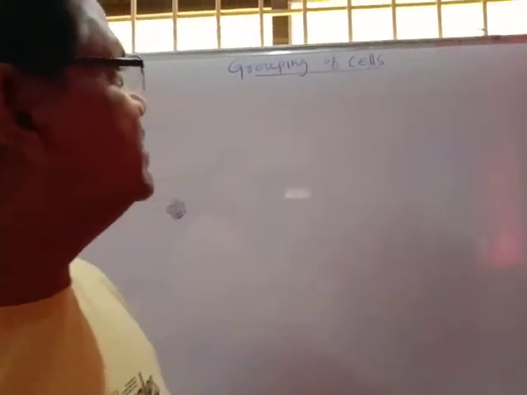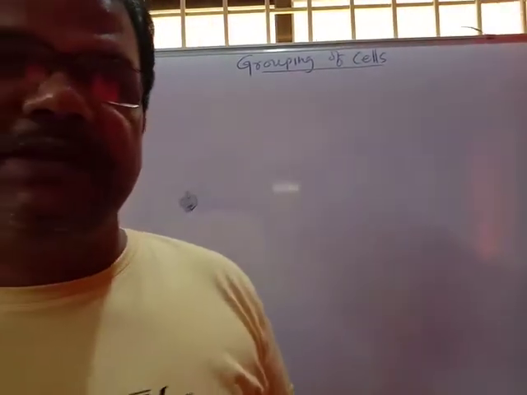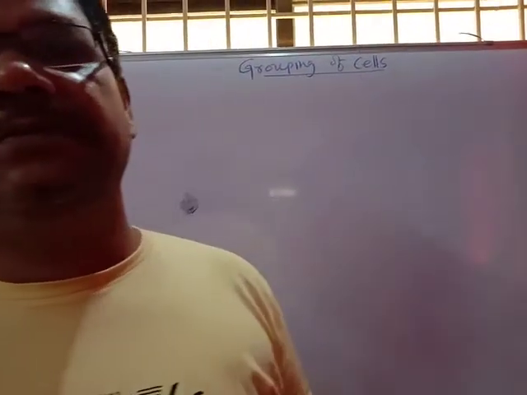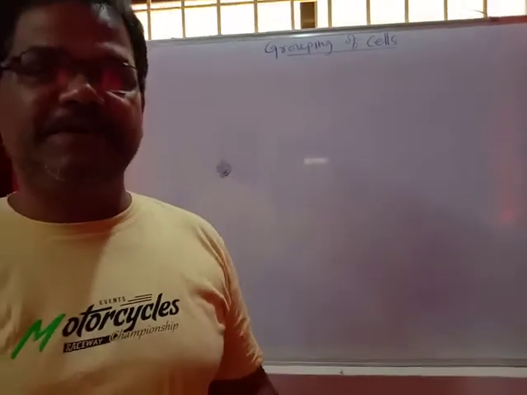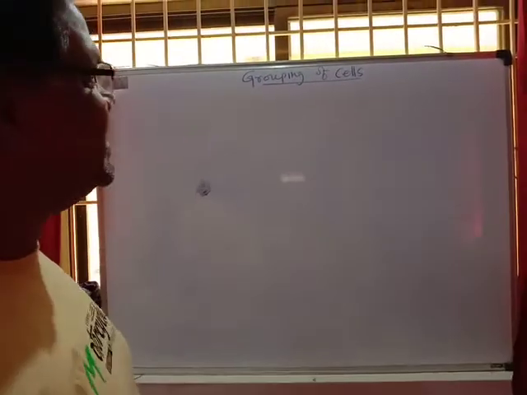Good morning, students. In this video we have to discuss the grouping of cells. Why are the cells grouped? The cells are grouped to get maximum current through the circuit. To get maximum current through the circuit, the cells have to be grouped, and this grouping is of three types.